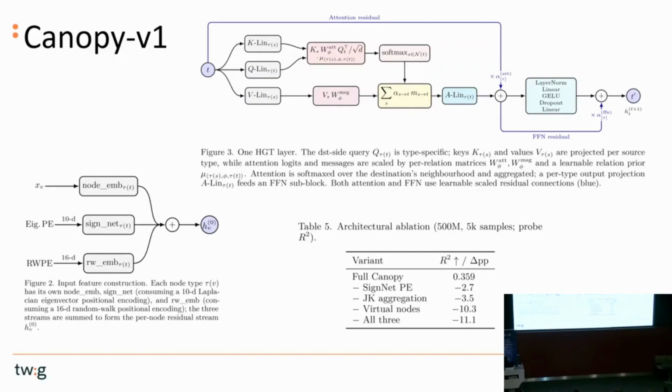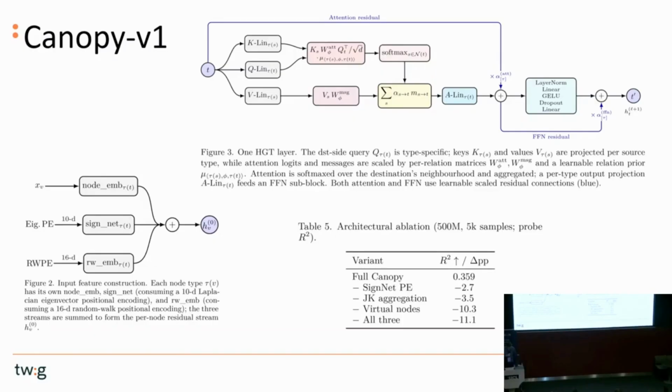We also do something called jumping knowledge aggregation, which is a max pooling step where we cache the output of each individual layer, and we do max pooling across all of those. And that is to preserve short-range interactions so they don't get over-smoothed by the long-range interactions as we add more layers to the model.